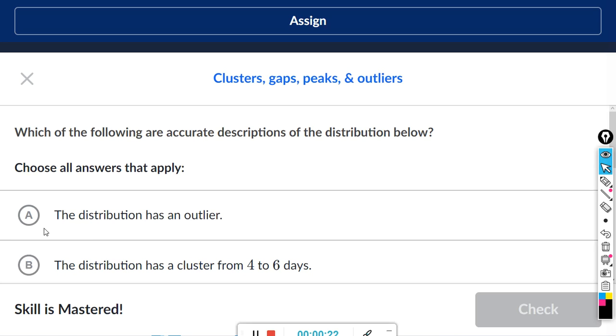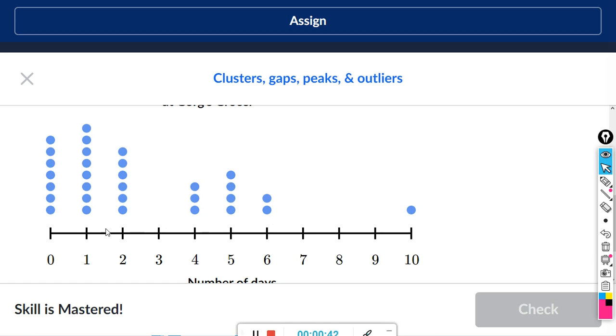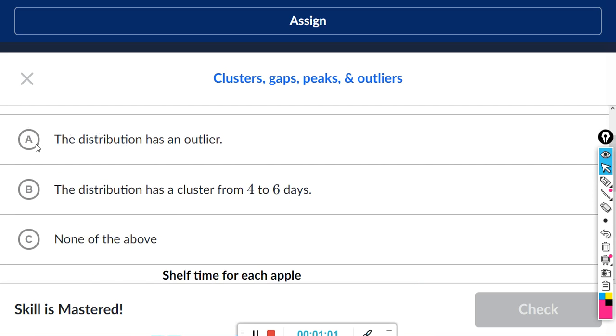All right. So answer A, the distribution has an outlier. The definition of an outlier is a data point on the extreme end. It could be a maximum or a minimum. Looking at this dot plot, we can see most of the data points are between 0 and 6, but then we have this one out here, all the way at 10. This would be an outlier because it's drastically different from the rest of the data points. So this is an outlier at 10. So A is true.